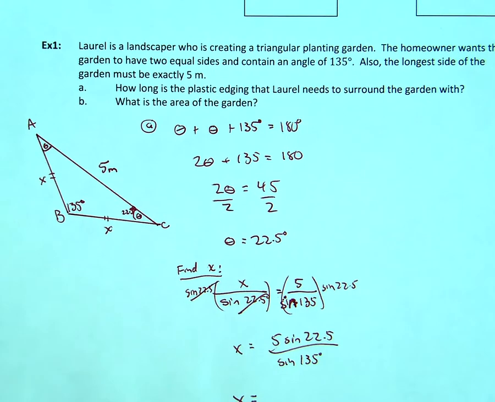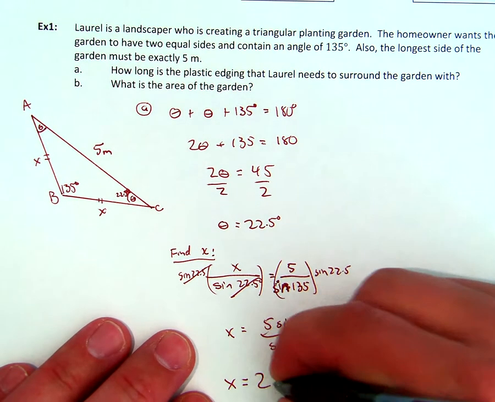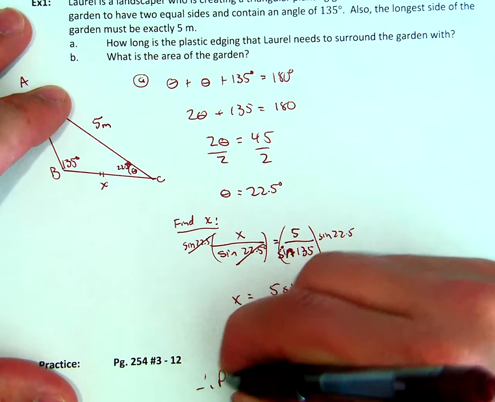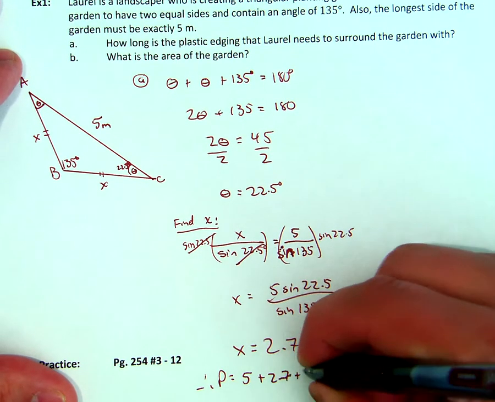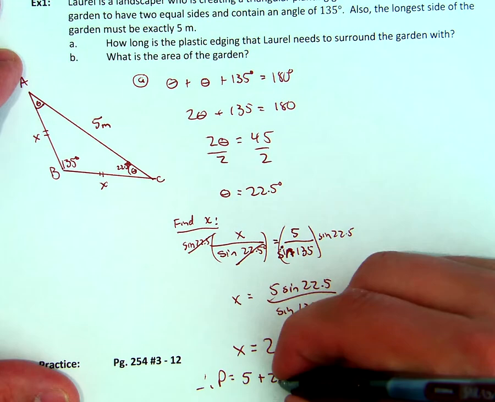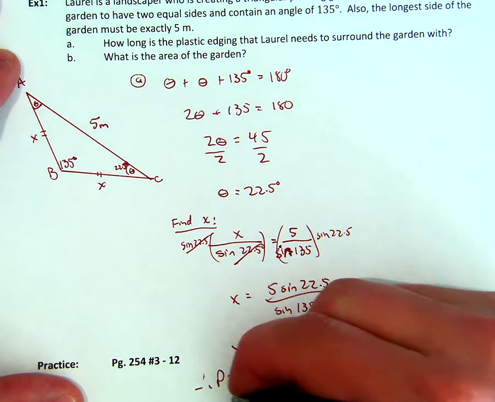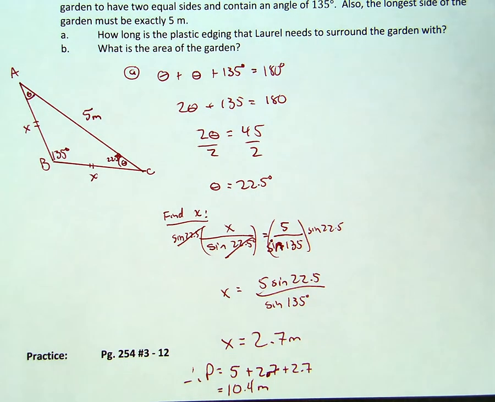That works out to 5 times sine 22.5 divided by sine 135 would be 2.7 meters. So then if I want to find the perimeter, it would just be, therefore, perimeter equals 5 meters, the side that we knew, plus 2.7 plus 2.7. So 5 plus 2.7 times 2, 10.4. So that's part A. The perimeter is 10.4 meters.